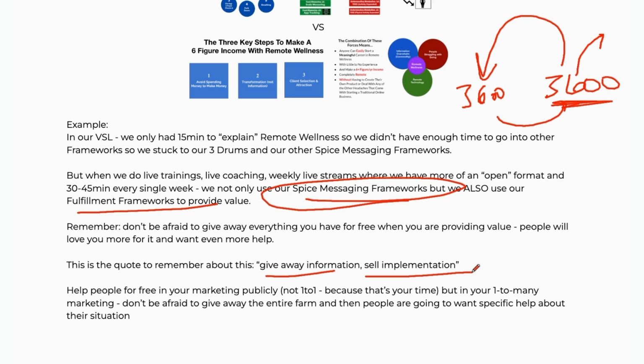What you're doing in marketing is a one-to-many format, right? You're not, let's say, taking on one-on-one clients. That's not what we're saying. We're not saying take on free one-on-one clients. No, what we're saying is that in those one-to-many formats, right?